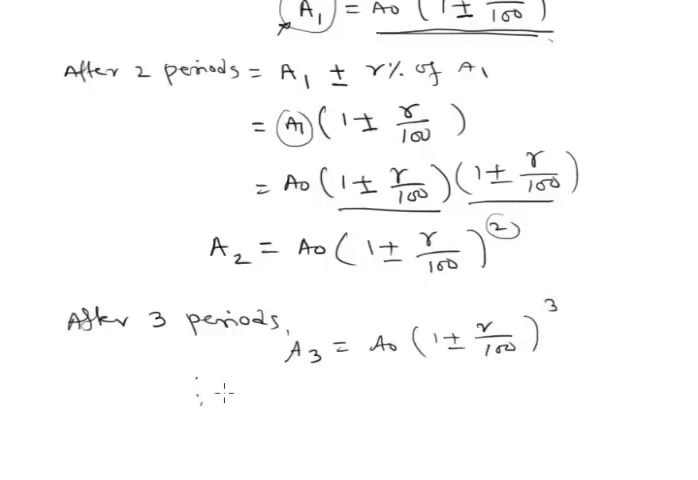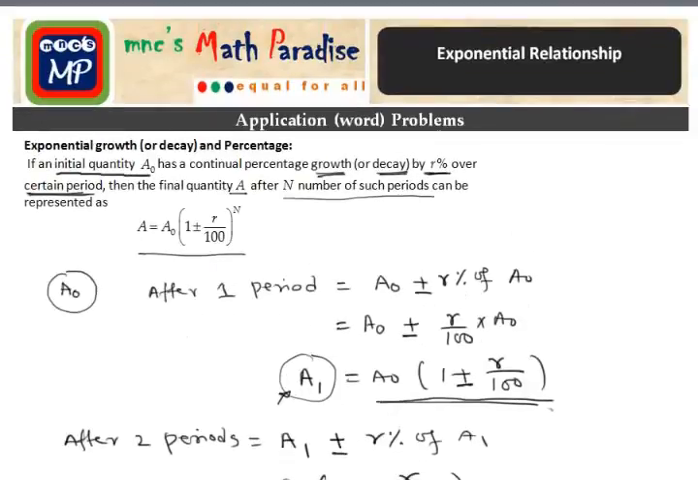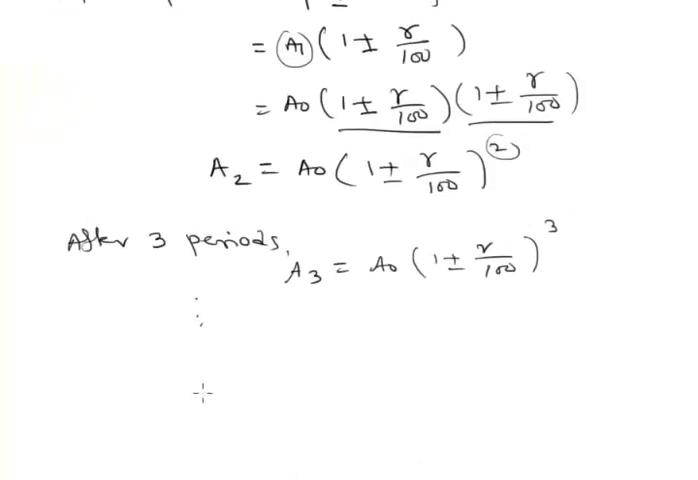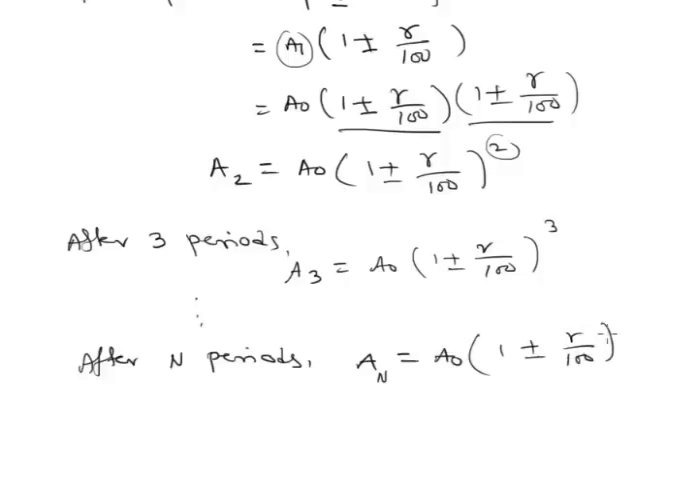So in general, after n periods, if we denote the final quantity by An, it will be A0 times 1 plus or minus R divided by 100 to the power n. So this is the exponential growth or decay equation. This plus is for growth and this minus is for decay.